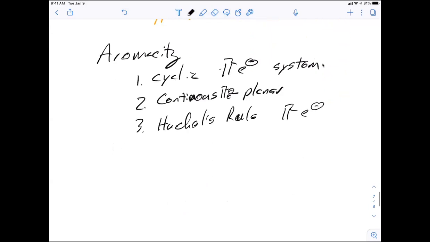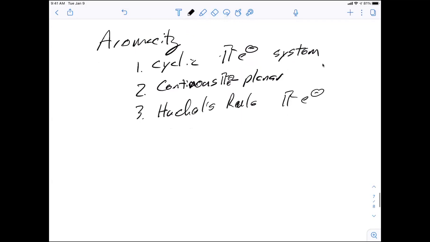Okay, so these are my 3 rules. If I have these, it's aromatic. If I break these, there's a couple of different ways I could break it. I could have a non-cyclic pi system. A non-cyclic pi system is non-aromatic. If I don't have a continuous pi system, it's non-aromatic. But if I have a forced continuous pi system, and I'm putting forced in there for a reason, then if I don't meet Huckel's rule, if I'm off 2 electrons, then that is anti-aromatic, okay?